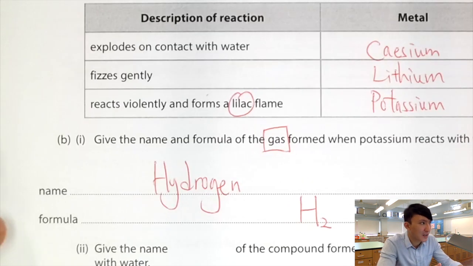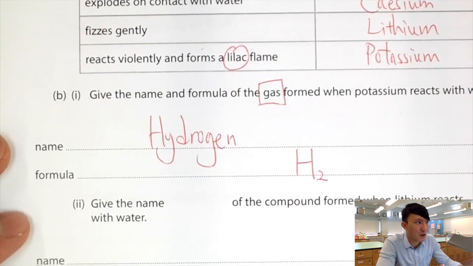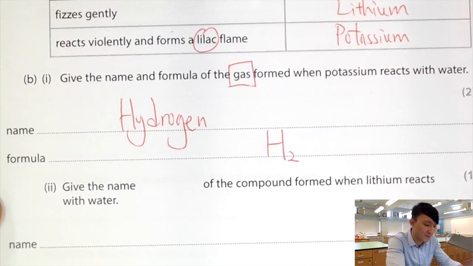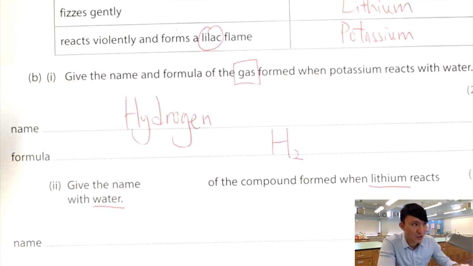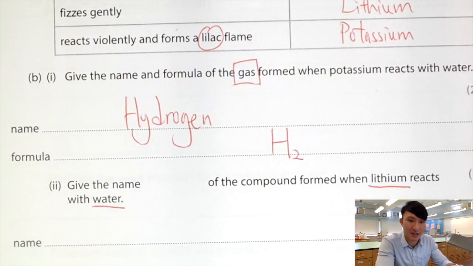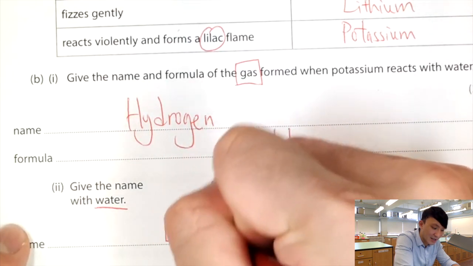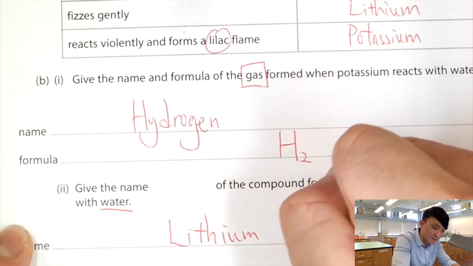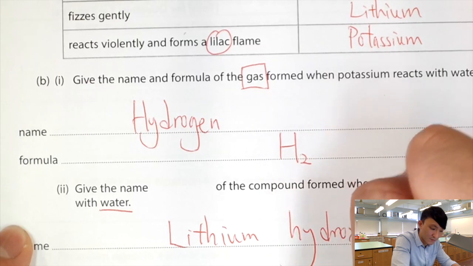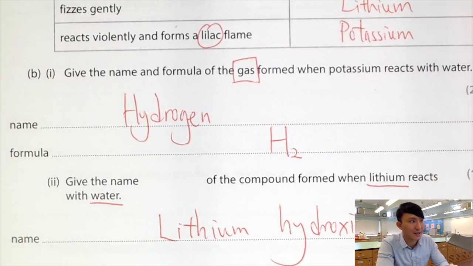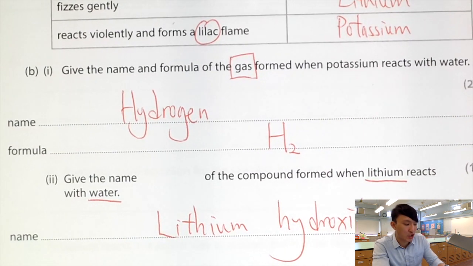Alright? Now B2 here: give the name of the compound formed when lithium reacts with water. So lithium reacts similarly to potassium, forming metal hydroxide and hydrogen gas. In this case, the metal hydroxide has to be lithium hydroxide. Okay, that's the idea. Now, next page. We still have a follow-up question.